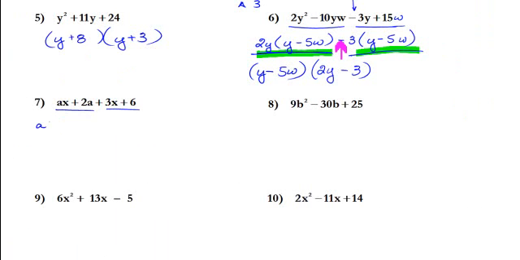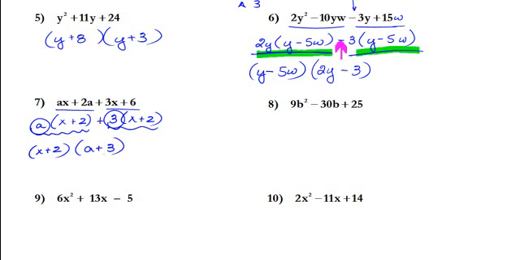Okay, so you should have found a greatest common factor of a, leaving you with x plus 2. Last two terms, factor out a 3, leaving you with an x plus 2. Okay, out of your first term and your second term, the greatest common factor is x plus 2. So we're going to factor that out, leaving you with a plus 3 in your second parenthesis group. So your answer is x plus 2 times a plus 3.